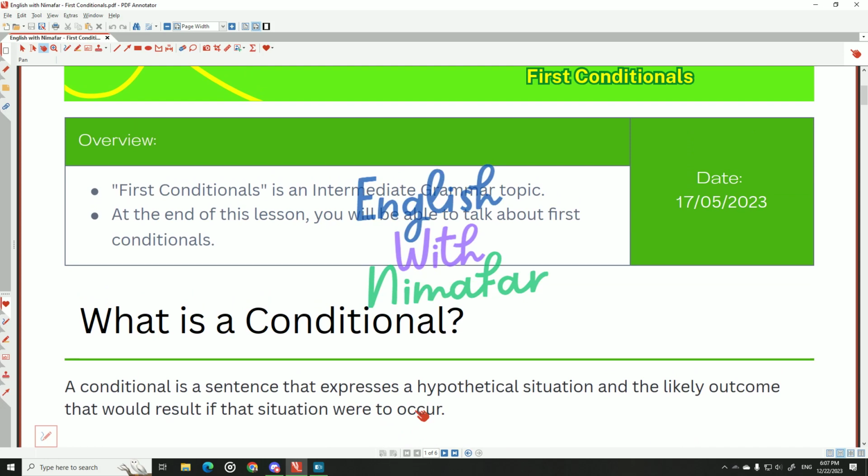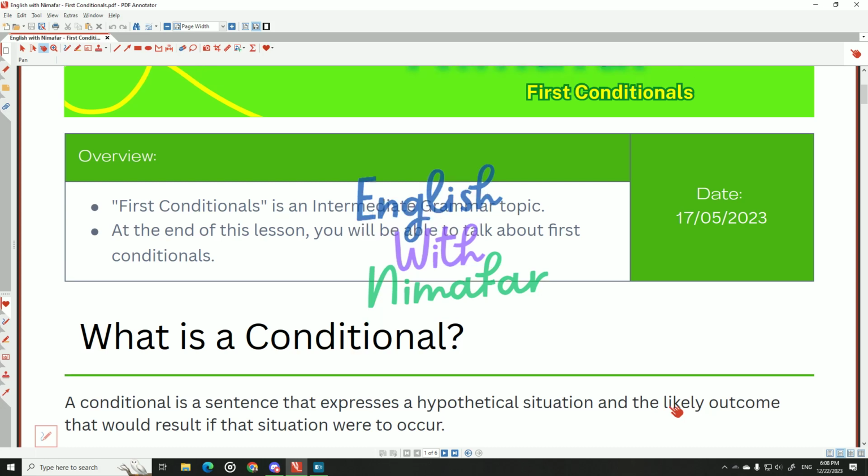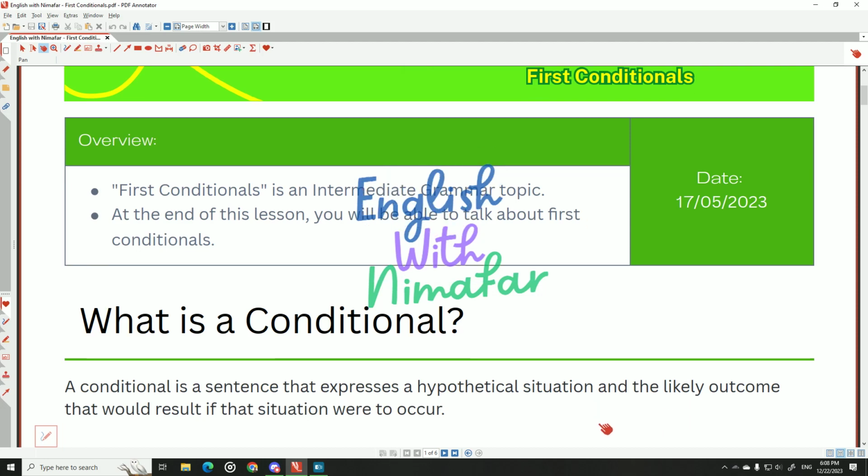A conditional comes from condition. A conditional is a sentence that expresses a hypothetical situation and the likely outcome that would result if that situation were to occur. This is the meaning of a conditional sentence. For example, you say, what are your conditions? You know, for example, you're going to do something, you say, okay, what are your conditions? It means, what do you want if you do this job? If you do this task, what do you want in return? I have some conditions, for example.